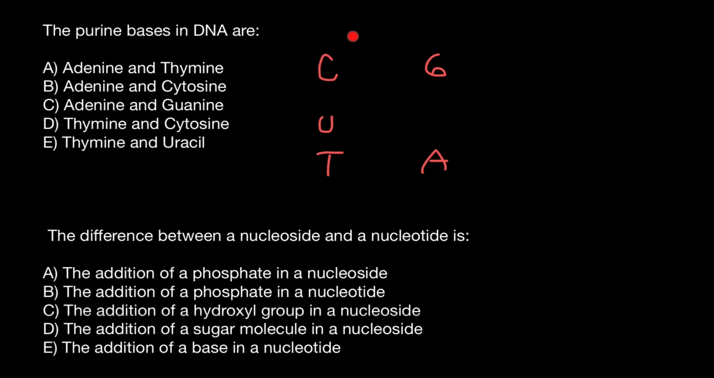Also, as you know, some of the bases have two rings and some have one ring. CUT stands for the short version of the bases, with one ring. The others, guanine and adenine, are the bases which have two rings. So two rings in these bases.